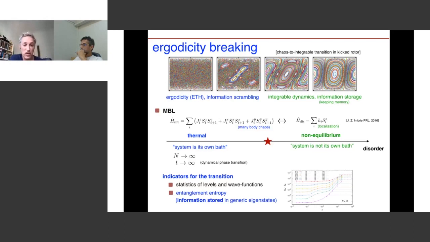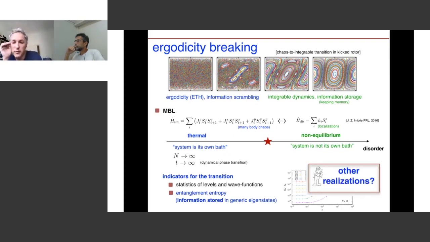So in the thermal phase, the entanglement entropy of generic eigenstates follows a volume law. And once one makes the transition into the non-ergodic phase, this volume law is changed into an area law. And this can actually be stated in a different way, saying that the information stored in generic eigenstates in the thermal phase is vanishingly small or goes to zero, while it becomes finite in the non-equilibrium phase, in the non-ergodic phase. And here the information stored is simply the difference between the entanglement entropy and the thermodynamic entropy of a fully mixed state.